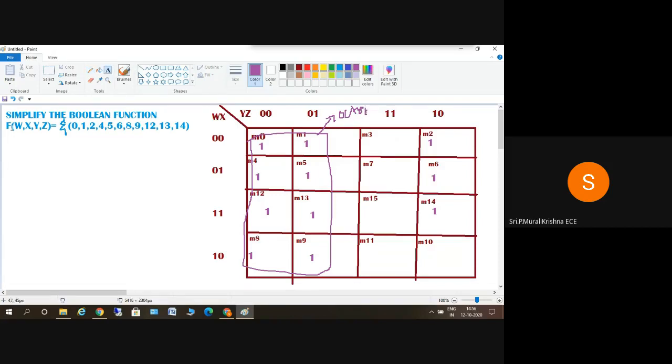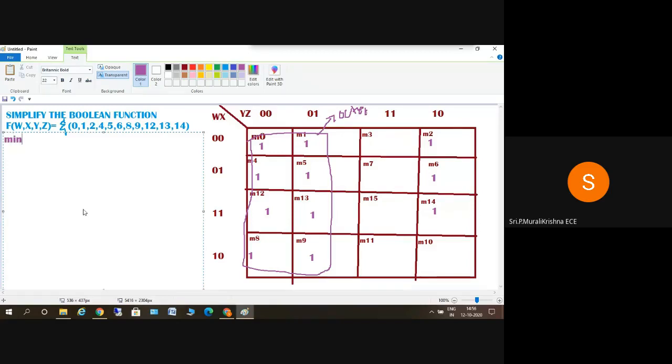Okay, so what are the terms of the octet here? So min terms, what are the min terms here? So min terms 0, 1, 4, 5, 8, 9, 12, 13. So we'll form an octet. So what is the output of this octet here?